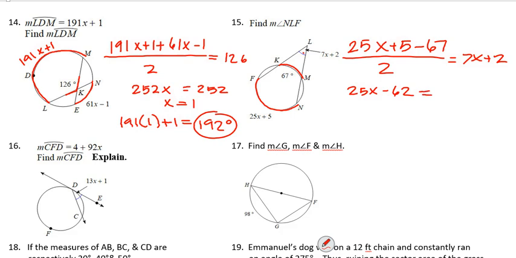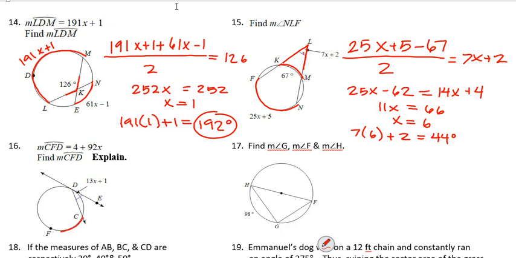So that's going to be 2 times 7x, that's 14x. 2 times 2, that's 4. I'm going to subtract the 14 from the 25, that gives me 11x. I'm going to add 62 to 4, so that's going to give me 66. So my x is equal to 6. Then it's asking me for this angle up here, and so I've got to put that back in there. So 7 times 6 is 42. Plus 2 is 44. That's my angle.